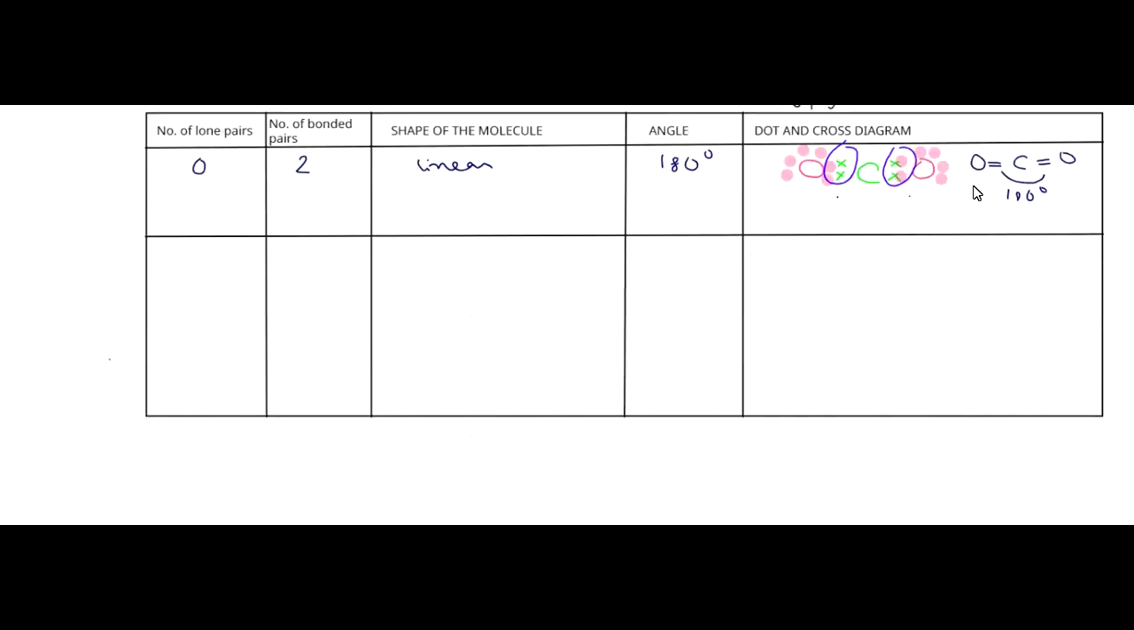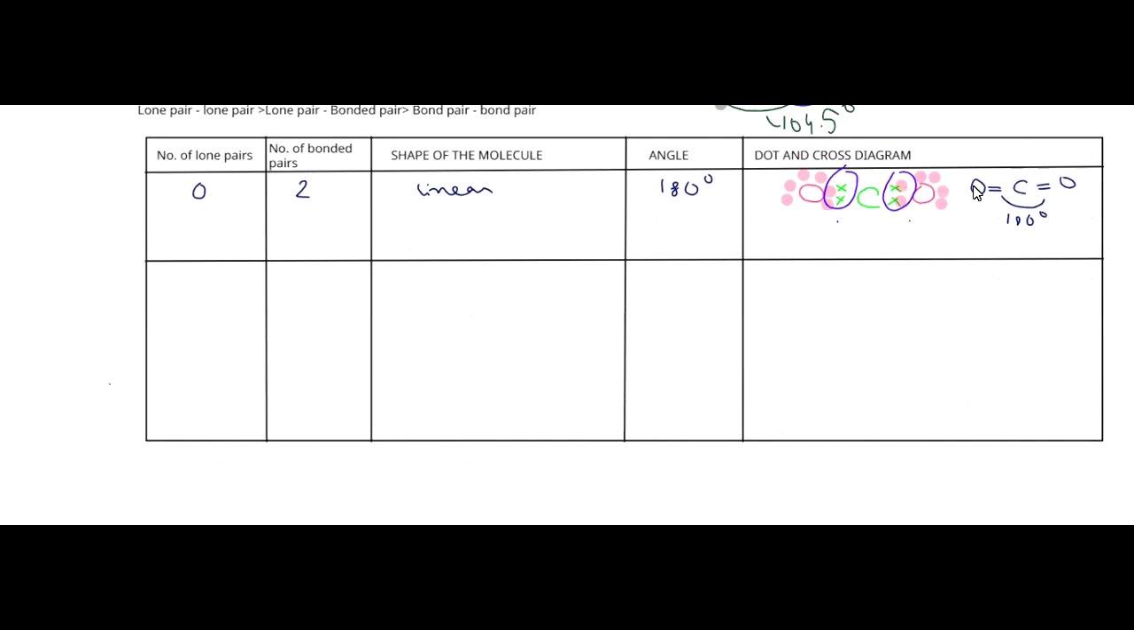Then our next shape is where again the lone pairs of electrons are still 0. We're not taking any lone pairs into account, but the bonded pairs of electrons are now 3. An example that I can give you of this is boron trichloride or boron trifluoride. Boron is in group 3, so it has 3 electrons in its outer shell. It will be bonded to chlorine.